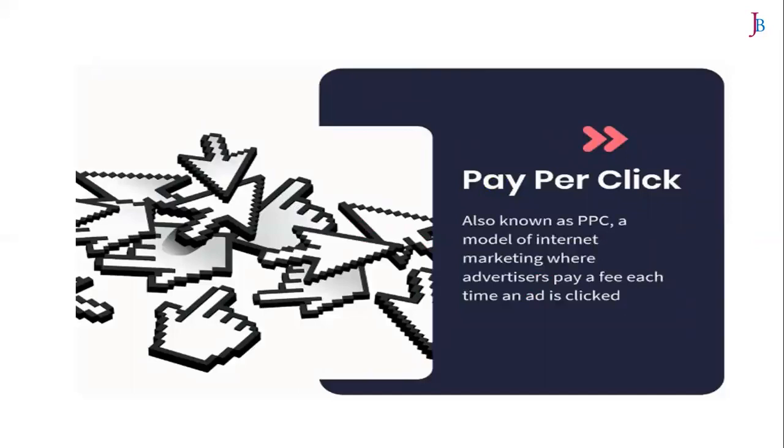Another thing you need to know is pay-per-click, which is also known as PPC, a model of internet marketing where advertisers pay a fee each time an ad is clicked. That's why it's called pay-per-click. It's different from pay-per-impression. Pay-per-impression involves you pay for each person that sees your ad, or for maybe 1,000 people that see your ad. That's pay-per-impression. It's different from pay-per-click, which is mostly what Google ads entails. You only get to pay when people click on your ad, not just because they've seen it.